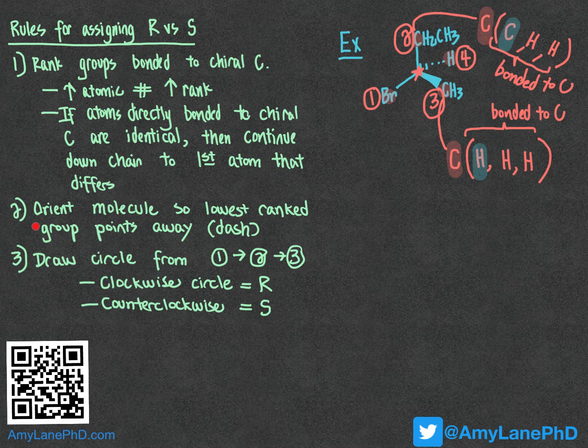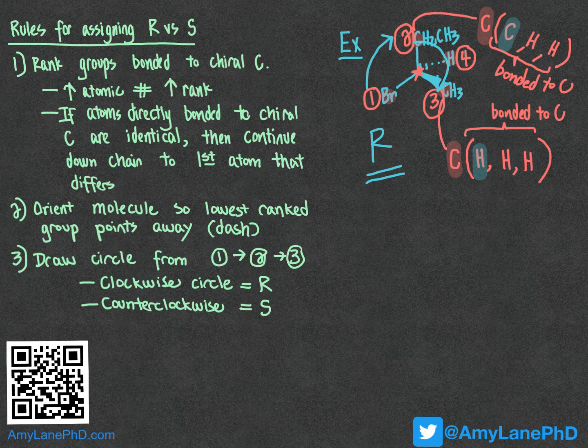So, therefore, we ranked that as number 2. We oriented the molecule so the lowest ranked group points away from us. For purposes of this introductory class, the lowest ranked group will be pointed away from you by default. So we have that squared away here, and then we're going to draw a circle to finish this off from the highest ranked group, number 1. Then we connect over to the second highest ranked group, number 2, and then finally to the third highest ranked group. Ignore that fourth group there. And we look at what direction our arrows go. To go from 1 to 2 to 3, we're going clockwise. And so we would describe this particular structure as having the R configuration.